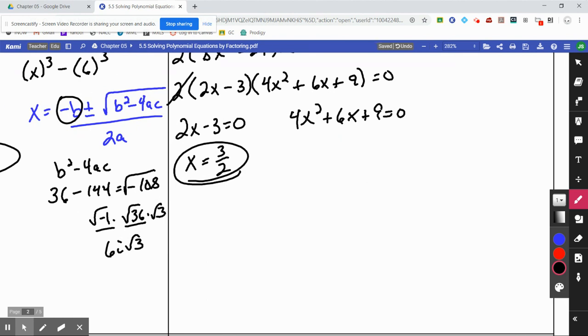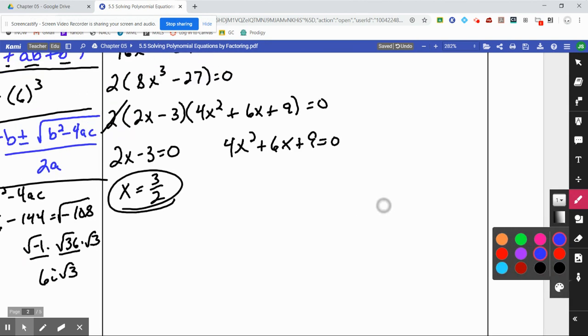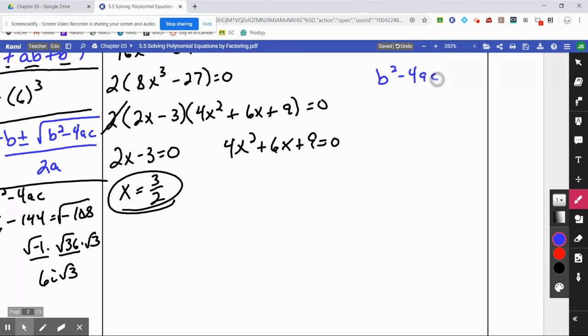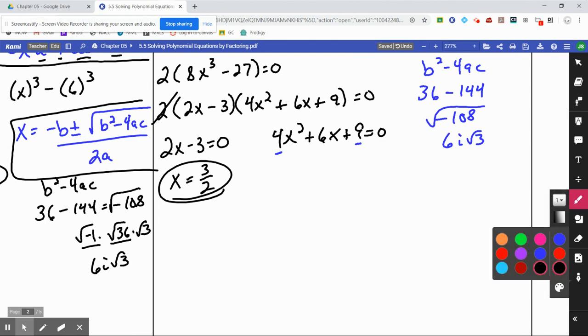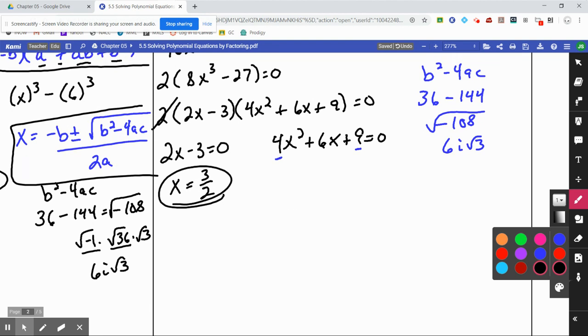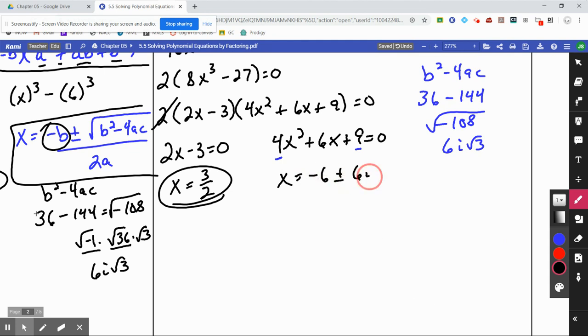And I've still got it listed right here from my previous problem. Let's do b squared minus 4ac first. B squared will be 36 minus 4 times 9, which is 144. So that gives you the same negative 108 you had on the last problem. And the square root of negative 108 simplified into 6i root 3 from the last one. So now let's go back and plug that into our quadratic formula. So x is equal to negative b, which is negative 6, plus and minus the square root stuff, over 2 times a, which is 8.